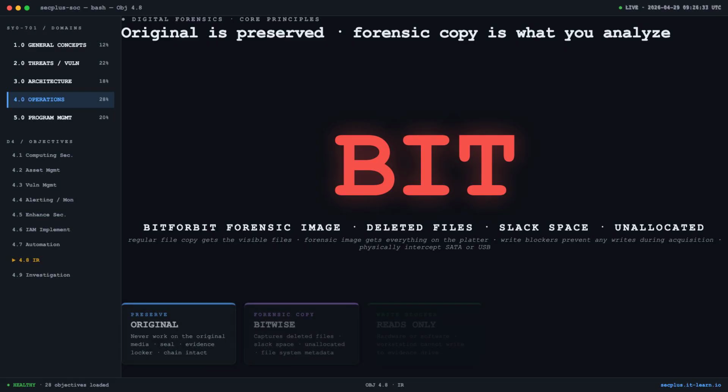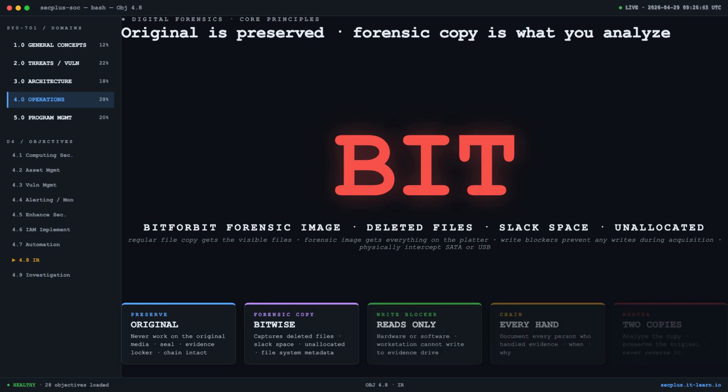Forensic copy, also called forensic image, is a bit-for-bit copy of storage media. It captures deleted files, slack space, file system metadata, and unallocated space. A regular file copy gets the visible files. A forensic image gets everything on the platter. The exam mantra: original evidence is never touched. The forensic copy is what you analyze. The original goes back into the evidence locker, sealed, with chain of custody intact.